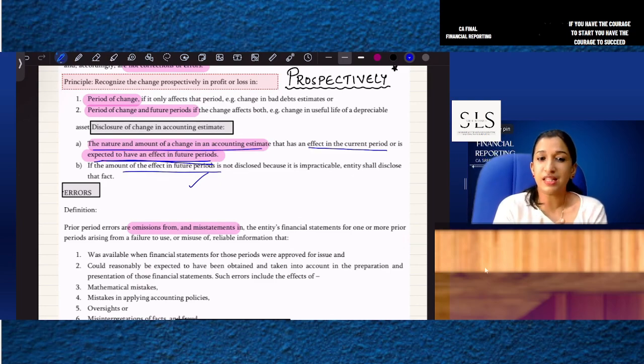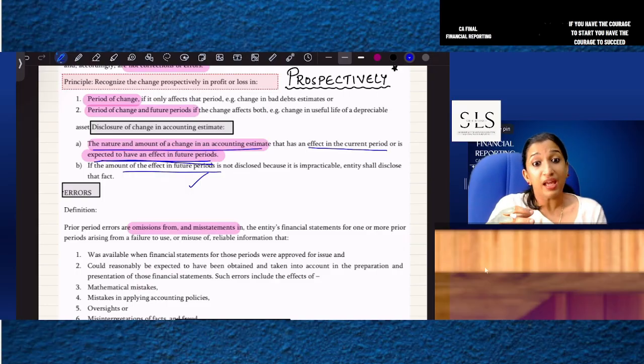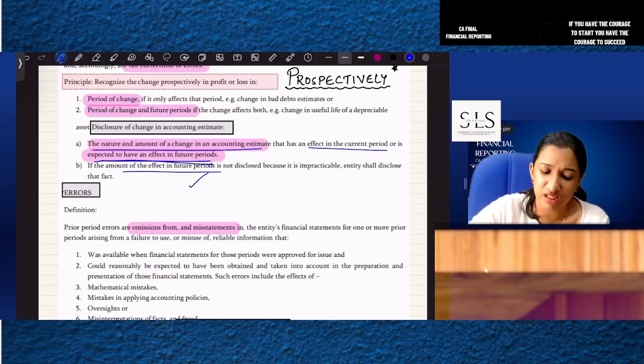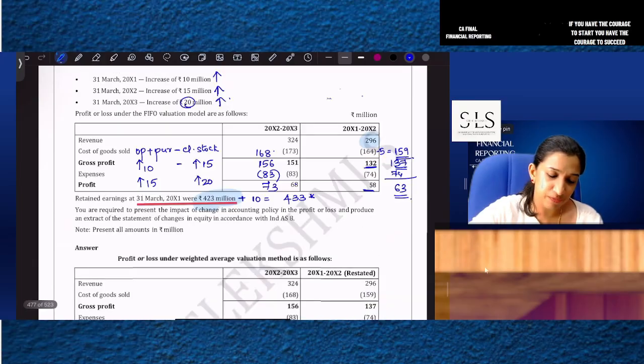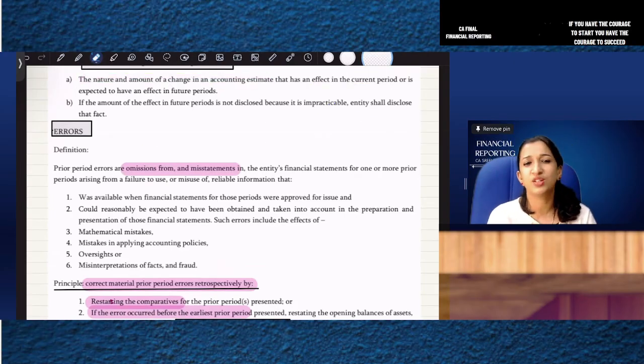If the change is having an effect in the current year, you will disclose the amount of change and the nature of change. The amount for future periods is generally not disclosed, because the effect in future years may not be disclosed when it is impracticable. Okay, so that is very basic again. So let's do errors and then move on to questions.